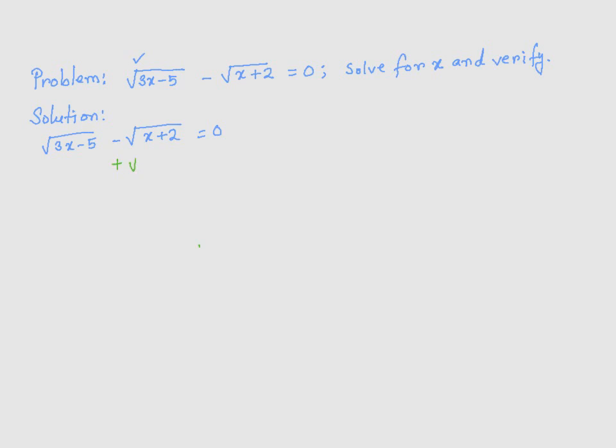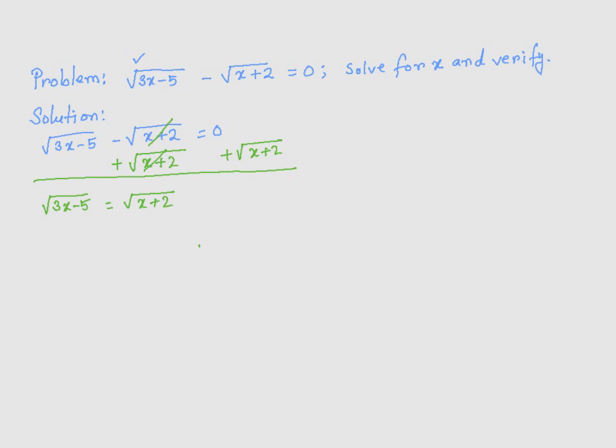To solve for x, basically I need to separate the radicals and then get rid of the square root. So I'm going to add square root of x plus 2 to both sides. On the left hand side I'm just left with square root of 3x minus 5. Positive and negative will cancel out. That gives me nothing. So on the right hand side, 0 plus square root of x plus 2 is just square root of x plus 2.